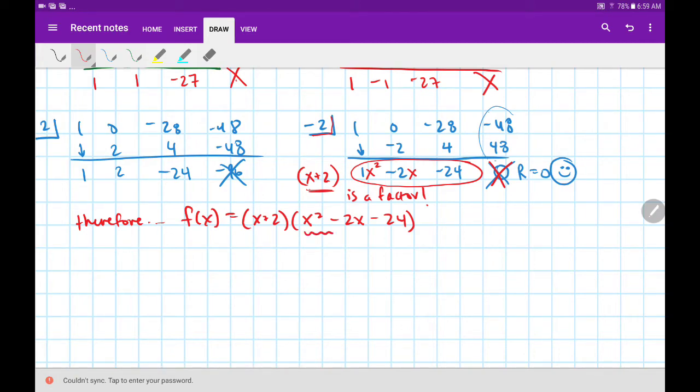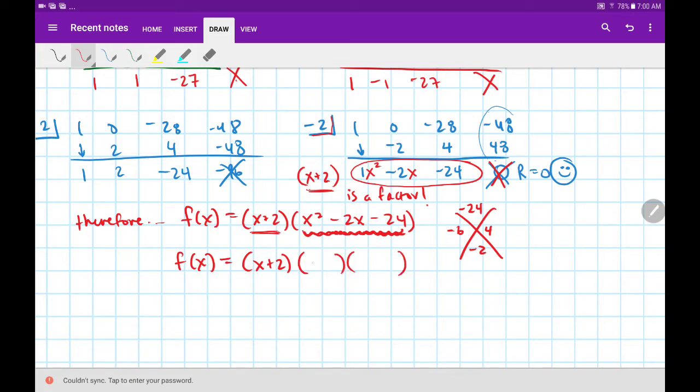But we have to factor it all the way, and I can still factor this trinomial over here. So I'm going to go ahead and use magic x. The two numbers that are going to multiply to negative 24 and add to negative 2 will be negative 6 and 4. So my fully factored polynomial retains our original factor, the x plus 2, but then this trinomial here splits into x minus 6 and x plus 4.